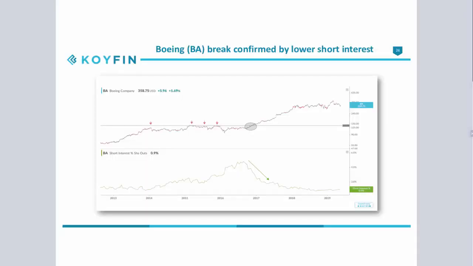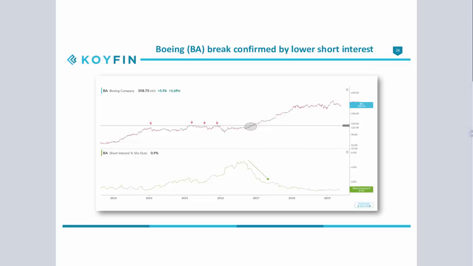So I have an example here which I thought was pretty interesting for Boeing. Boeing was in a sideways pattern for several years starting in 2014. Really obvious consolidation here with clear resistance. And then something happened at the end of 2016 with the stock breaking out. Now, as a technical analyst, this is a really clear breakout.